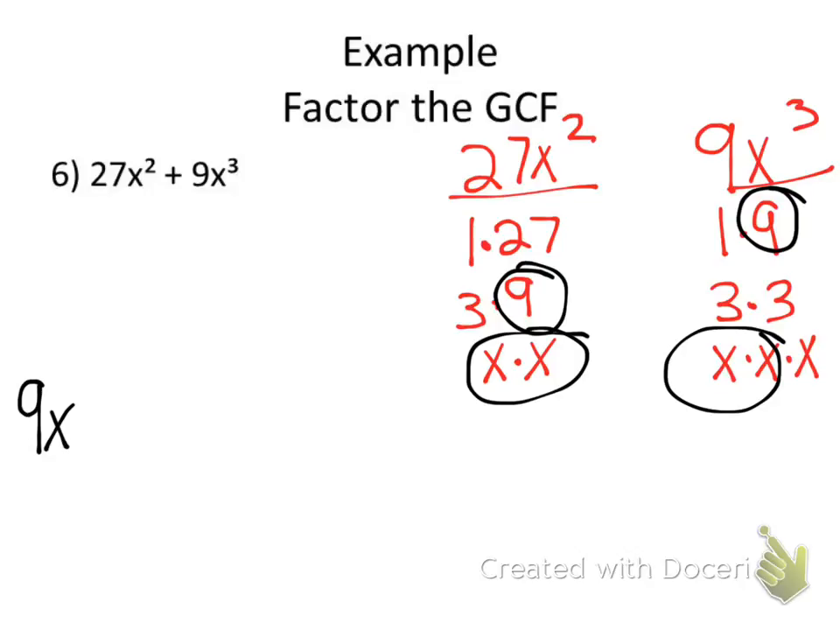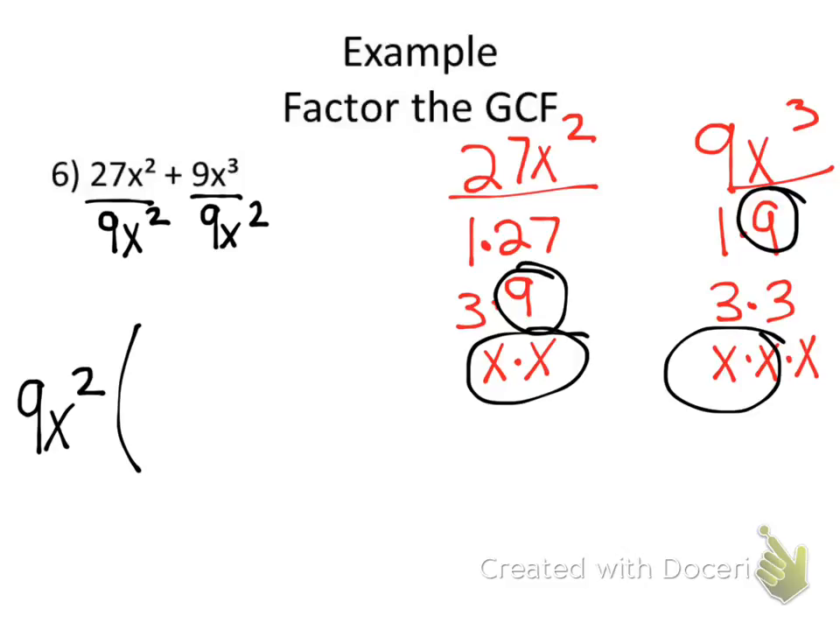So I'm going to write a 9x squared in the front. And then I'm going to divide every term by 9x squared. What I get when I divide goes in parentheses. Remember, this is the complete opposite process of distributing.